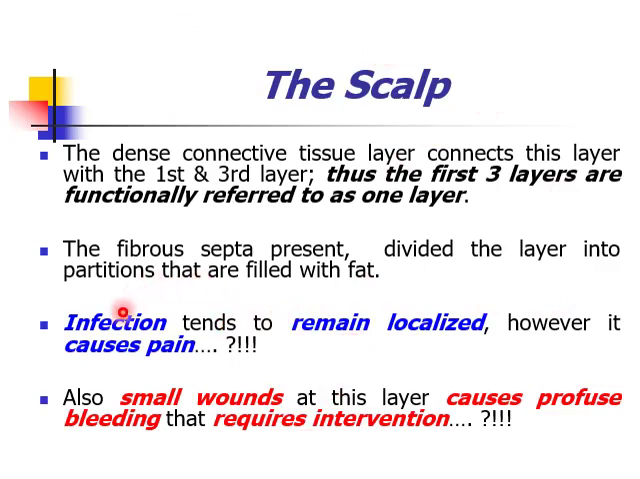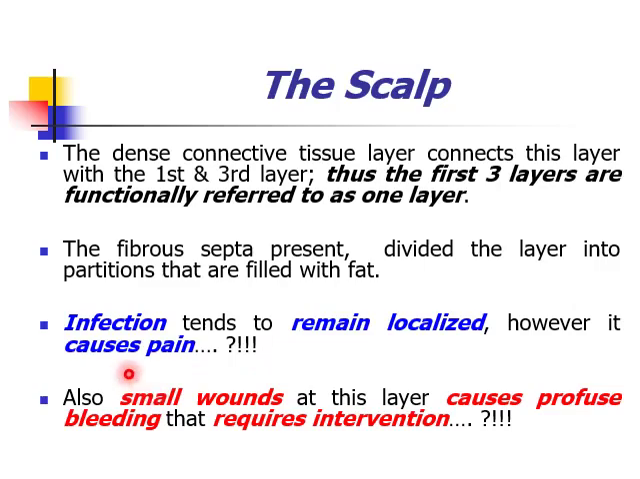So if an infection happens to this layer of the scalp, it tends to remain localized. Why? Because it's trapped between two fibrous septa. However, it causes pain. Why does infection at this layer cause pain? Because the infection will be localized. Infection tends to expand, but when it is stopped by these fibrous septa, it induces pain in the patient. So infection of this layer causes pain.